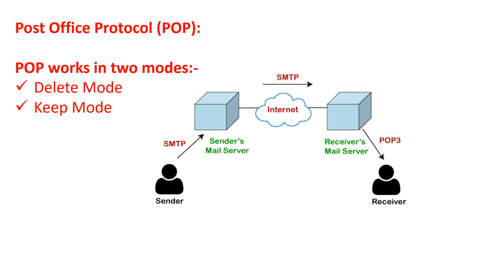POP works in two modes. The most common mode is the delete mode, which deletes the emails from the remote server after the emails are downloaded to the local system. The second mode is known as the keep mode, which does not delete email from the mail server, and it gives the user an option to access mails later on the mail server.